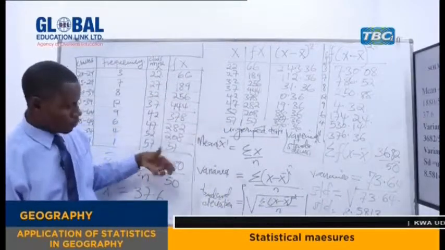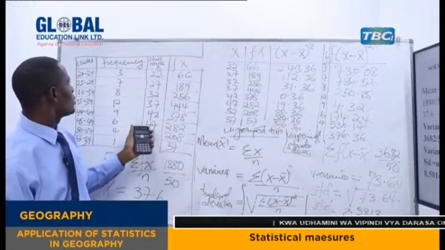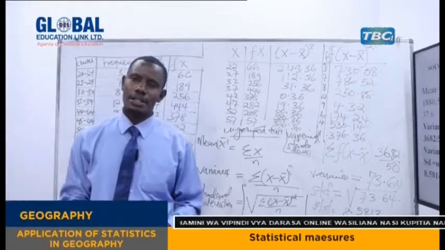So that's how you can solve question number 2, where you have been given the data already in a table of frequency. Then you are supposed to do what? To find the variance plus the standard deviation.